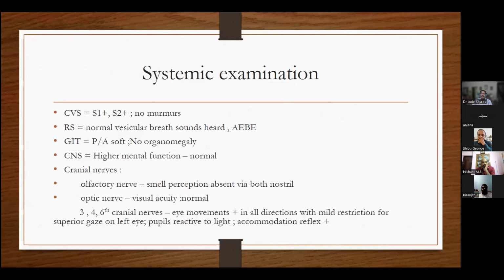Moving on to systemic examination. Cardiovascular system, heart sounds S1 and S2 were present and there were no murmurs.